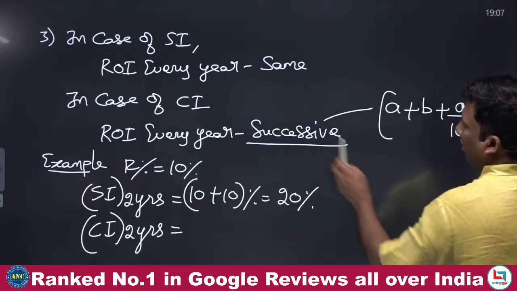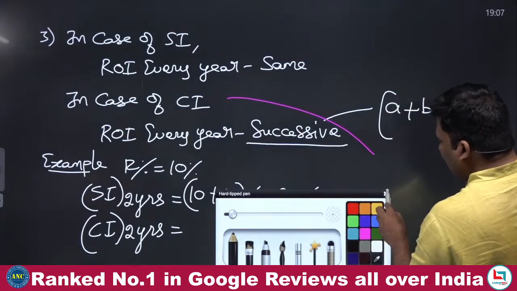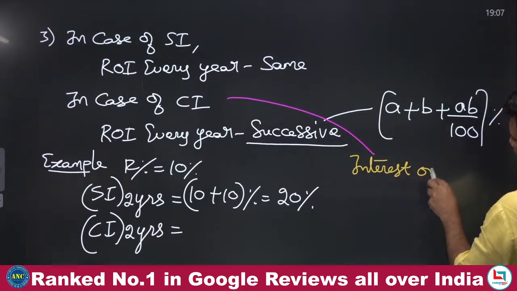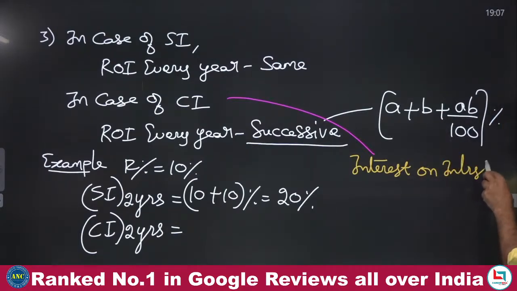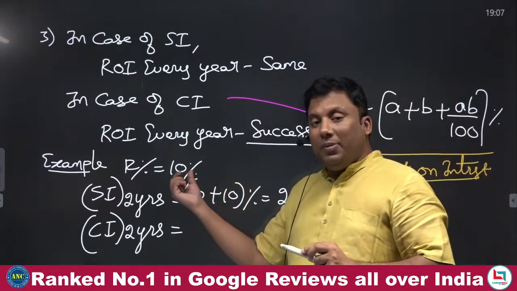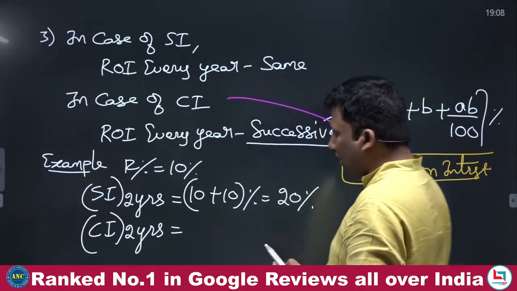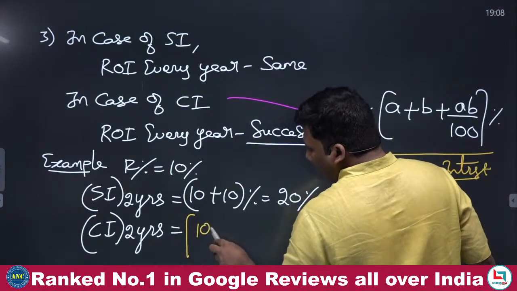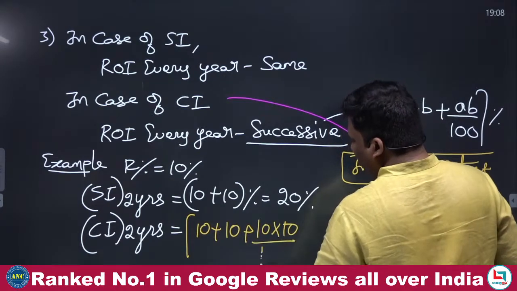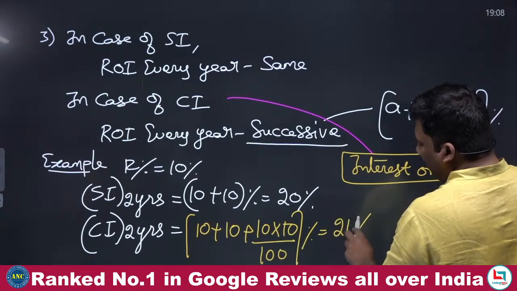Because in case of compound interest, there will be interest on interest. This is an extra element that will be there. B percentage of A will be an extra. So this A is 10, B is 10. A plus B plus A into B divided by 100 percentage, which is 21 percentage.